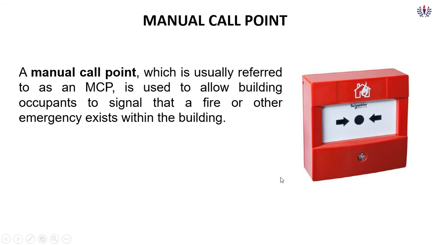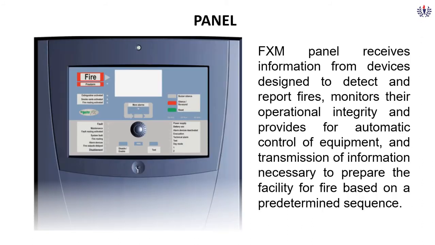In case of emergency, he can operate it and he can try to alert the people, or he can make initiating of a fire extinguishing system. Finally, we are going to see about the panel, FXM panel. So this is the brain of the system. This system has many controls incorporated inside. It receives the information from all the input devices, monitors all the input devices, and produces the output.